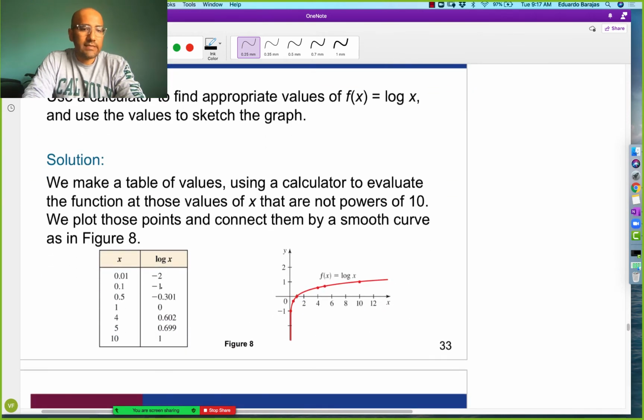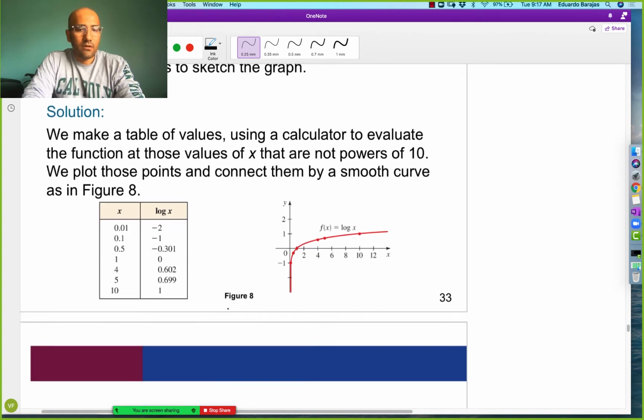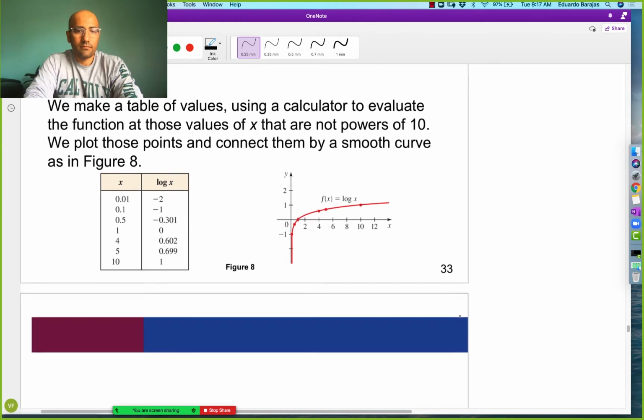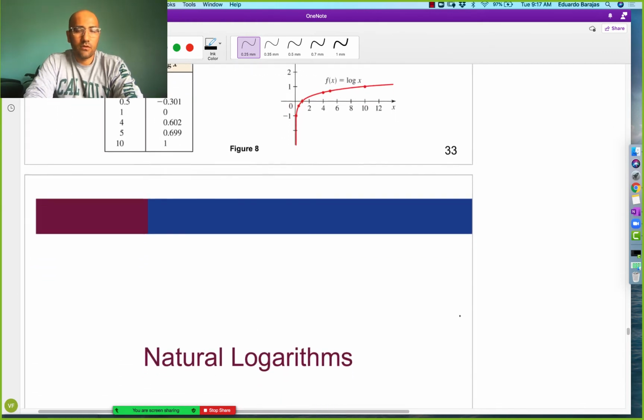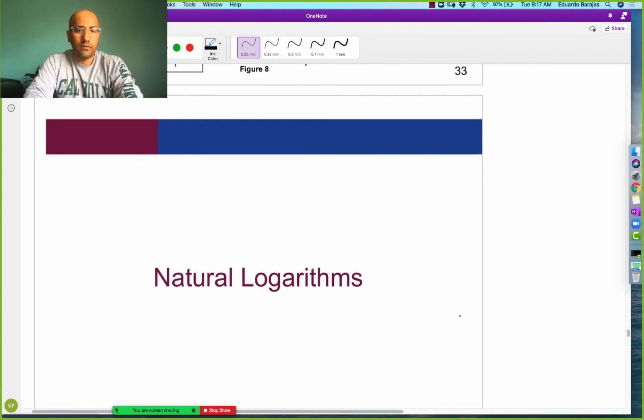Okay, so we can create a table, right? Log base 10. We can use our calculator to create these values. And then, no surprise, it has the same shape as all the other ones. Base 2, base 3, base 10, it still has the same sort of shape, just different specific values depending on the table. Any questions?